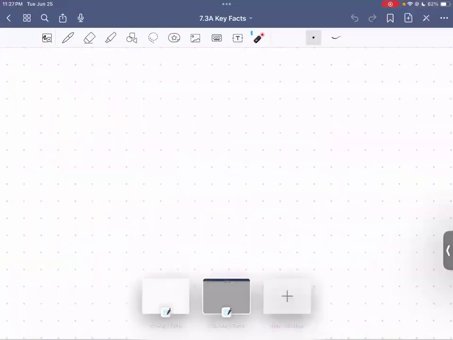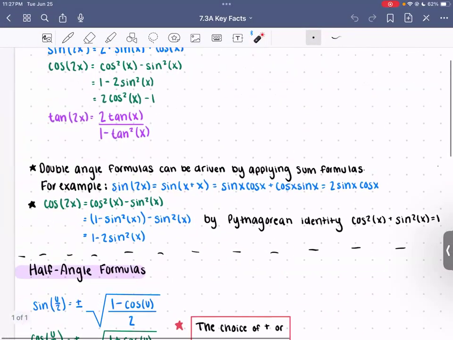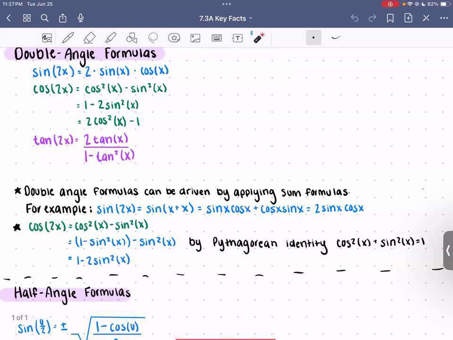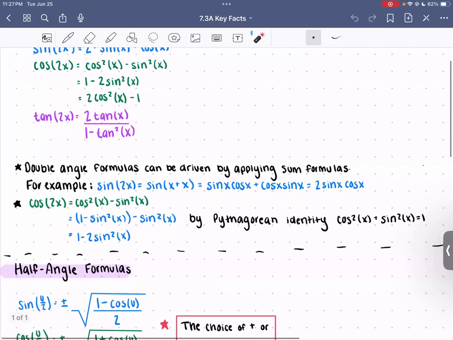Whoa, I got carried away. Sorry about that. It's just 2 sine of x cosine of x. So that's a way. And then kind of same thing with our cosine. You can take this formula and then derive the other two using Pythagorean identity. So using our cosine squared of x plus sine squared of x. And so those are basically long-winded ways of, if you didn't want to memorize the other two, you can derive them knowing some past info.